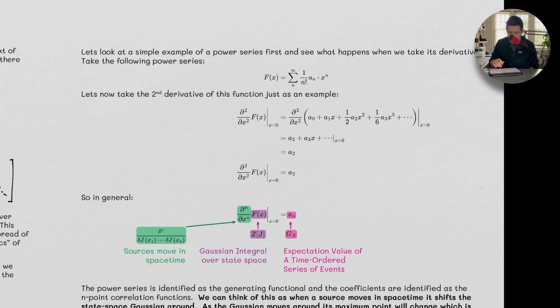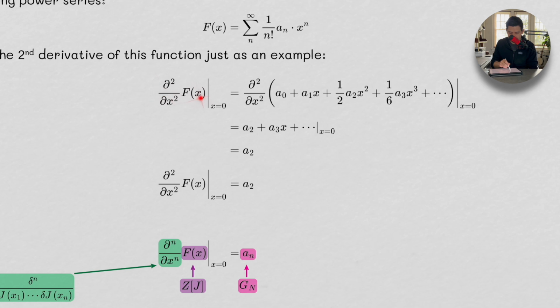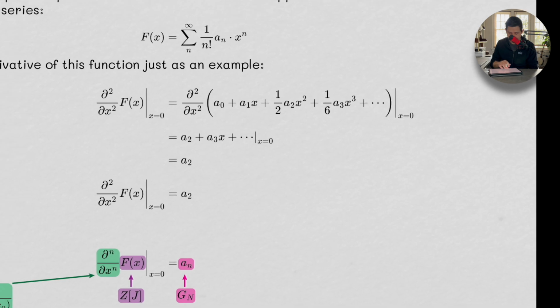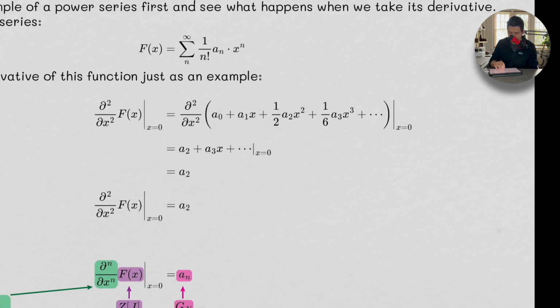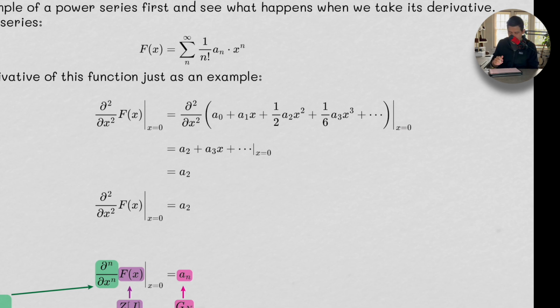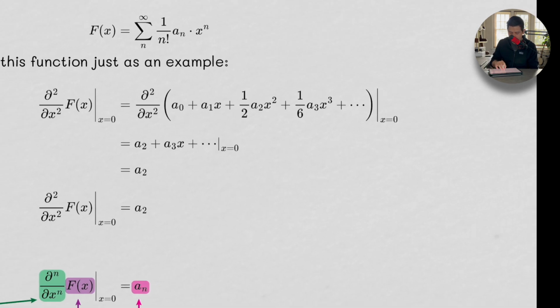So if we take this function and, for example, just take the second derivative of this. Again, this is just an example. When we take the second derivative and evaluate it at x equals 0, well, the second derivative of our power series is the second derivative of this, right? Because this is just our power series. The second derivative of this thing is going to be this right here, because we get rid of a_0 and a_1.